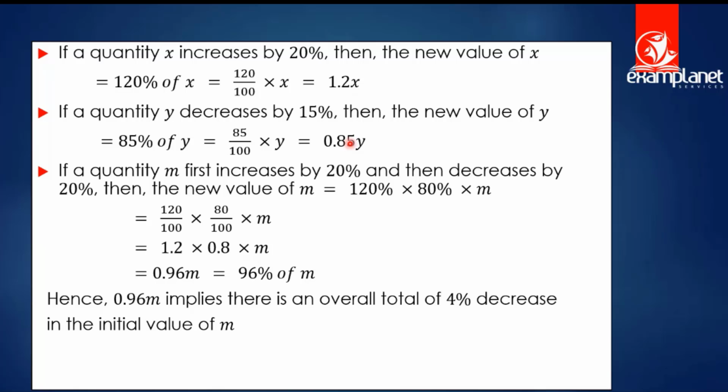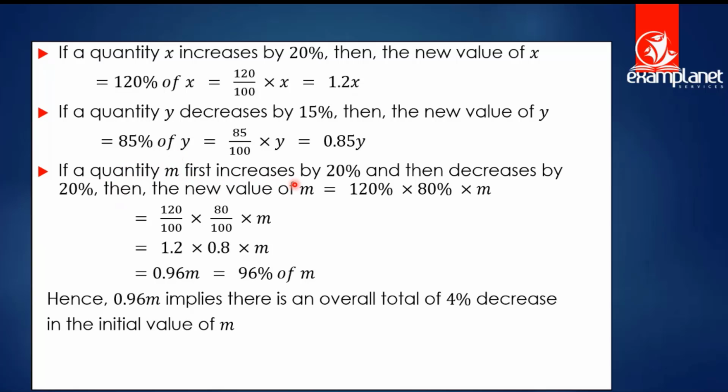Okay? Now, if your quantity m first increases by 20% and then decreases by 20%, then the new value of m will be equal to, now look at here, we're having successive changes. In GRE, you can have this kind of question where the value of a car increases by 30% in 2018, then increases again by 20% in 2019, and then decreases by 50% in 2020. What is the final price of the car in 2020, or something like that? When they have that kind of question, it's very easy to do. All you need to do is look at what I've just put here.